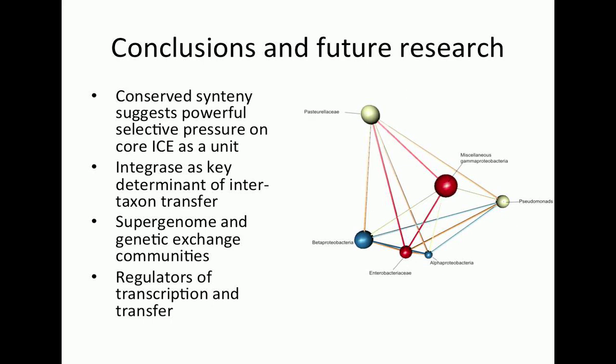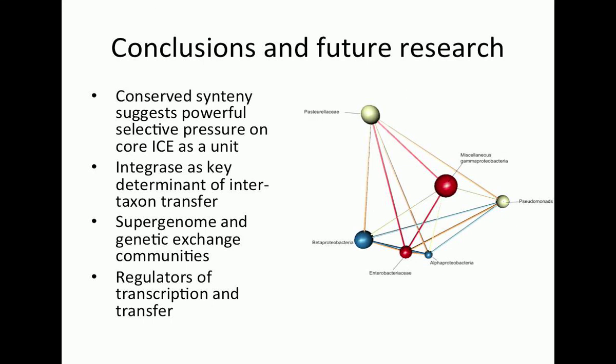So to sum up what I've said, I believe that this study, which is the largest study of complete mobile genetic elements, specifically ICEs, to date, suggests that there is powerful selective pressure on the core ICE as an entire unit. The conserved synteny seen in these ICEs argues against the model of modular mosaicism. It suggests that the integrase is a key determinant of intertaxon transfer and the ability to spread beyond the narrow taxonomic grouping in which the ICE is found, and that the spread within the broader taxonomic communities is consistent with the concept of a supergenome and genetic exchange communities within very broad taxonomic groupings.